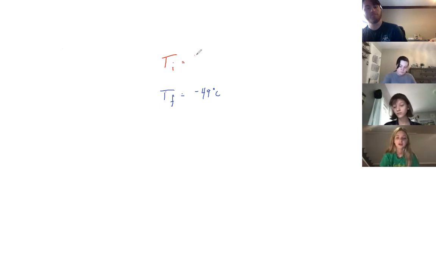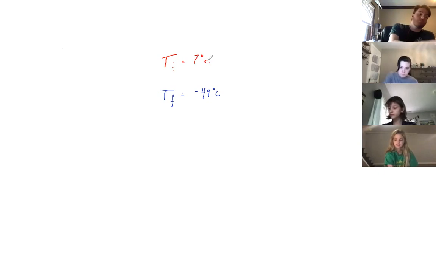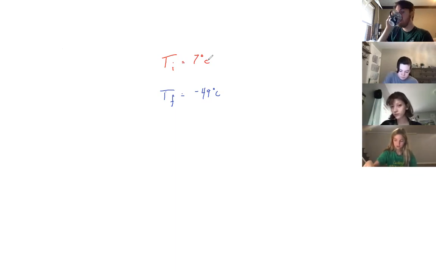Okay, I have a question. I remember on the video, when you showed us that chart with each equation, I thought to find it in Kelvin, you just added 273 to whatever your temperature was. Oh, wait, you're absolutely correct. You do.